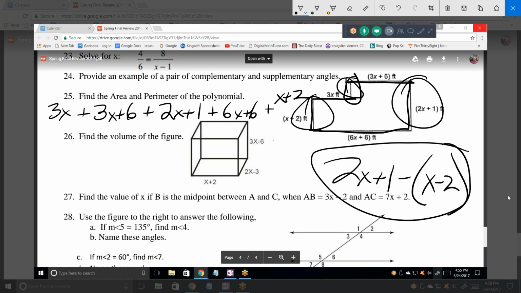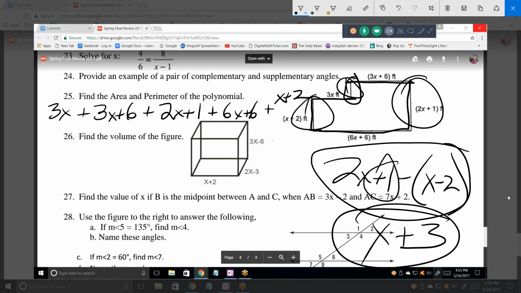That result is 2x plus 1 minus x minus 2. Simplify that. Remove the parentheses. What do you get? Remove the parentheses and combine like terms. That's always what you do in algebra, remove parentheses and combine like terms. You get 3x minus 1. No, 2x minus x is x. Oh, yeah. Plus 1 minus 2 is 3. Yes. So that's the missing dimension.